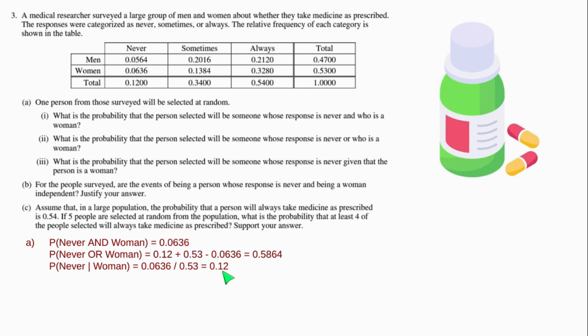Part B. For the people surveyed, are the events of being a person whose response is never and being a woman independent? Justify your answer. Now, I told you that you can use Little Roman numeral 3 to help you. See how you can use Little Roman numeral 3 to show whether or not those two events are independent for Part B. Okay, I'll assume we're ready to see this answer.